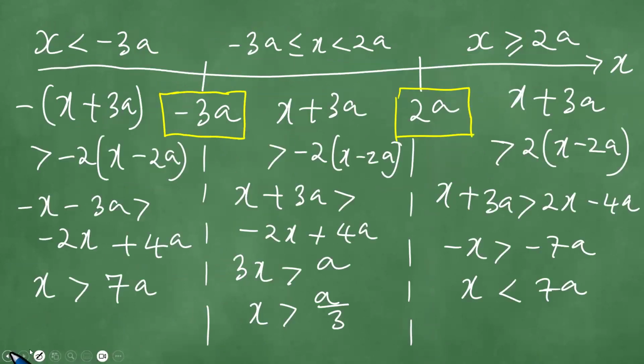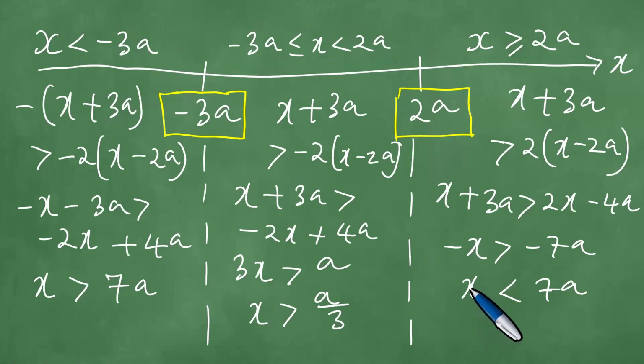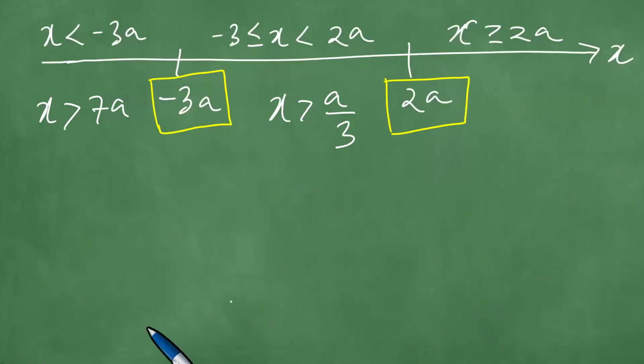Here in the middle section, we got x is strictly greater than a over 3. In the part where x is greater or equal to 2a, we have x is less than 7a. Okay, we are excited. Very excited.